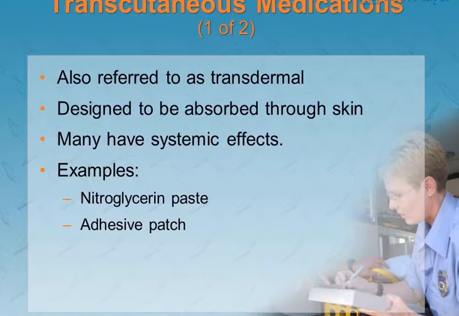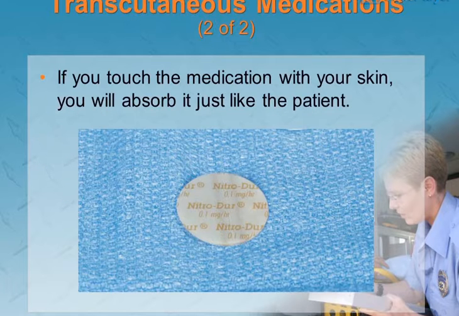Transcutaneous medications, 1 of 2. Also referred to as transdermal. Designed to be absorbed through the skin. Many have systemic effects. Examples. Nitroglycerin paste. Adhesive patch. Transcutaneous medications, 2 of 2. If you touch the medication with your skin, you will absorb it just like the patient.